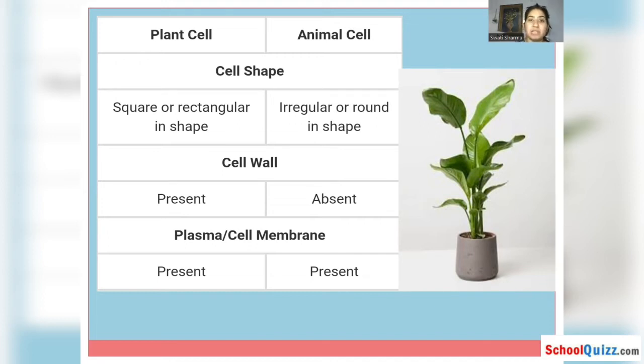The cell membrane or plasma membrane is present in both plant cell and animal cell, and the nature of this plasma membrane or cell membrane is semi-permeable, which means that only selective materials are able to pass through it inside the cell, and it has that role to play.